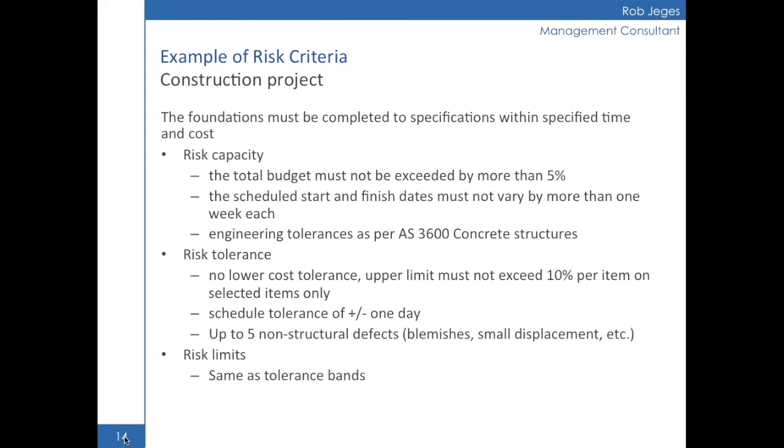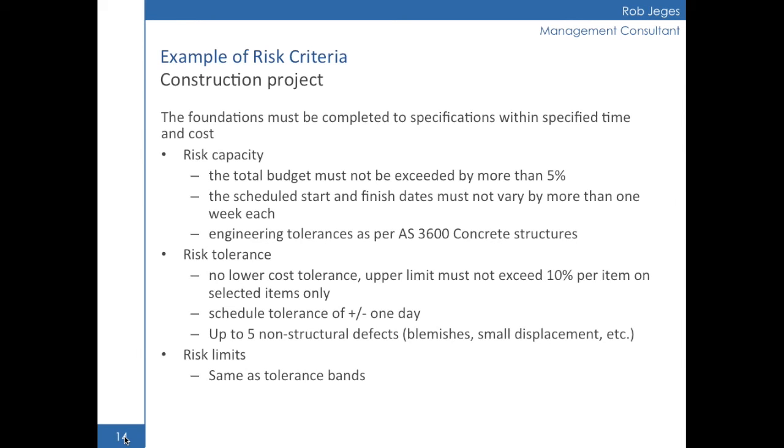And we may have engineering tolerances for the actual concrete, defined by the Australian standards 3600 for this kind of work. As risk tolerance, we can have the cost tolerance, with upper and lower limits on selected items. So a particular item can go more than 5%, up to 10%, but only a few items. So we are within capacity.